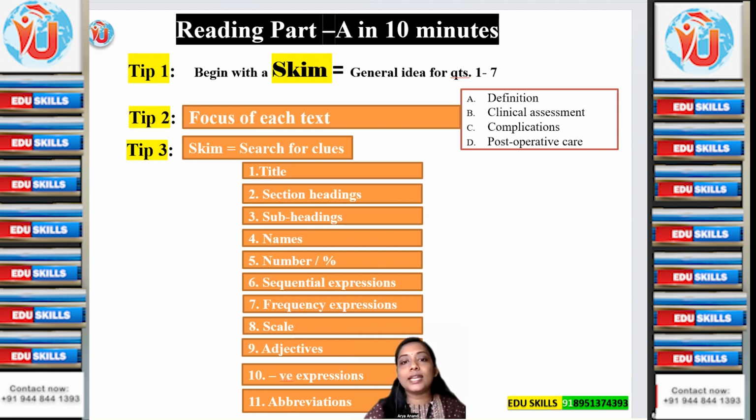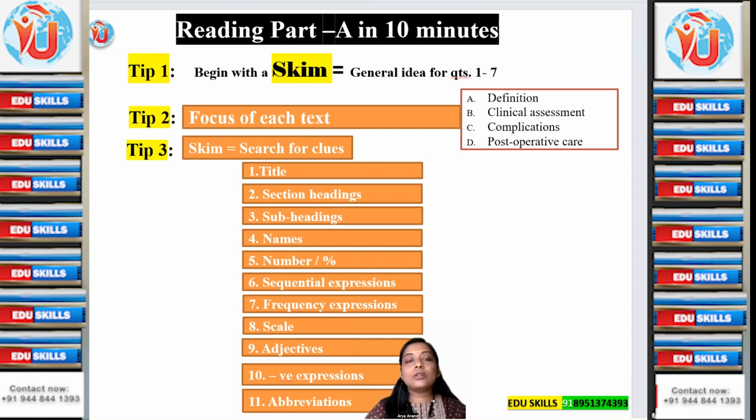For example, text A is definition, text B is clinical assessment, text C is complications, and text D is post-operative care. So this is an example. Like that, you have to find out the sequence, and what information each text contains. Generally, you can give each one a name like this: definition, clinical assessment, complications, and post-operative care.